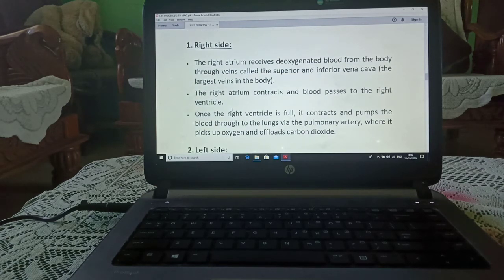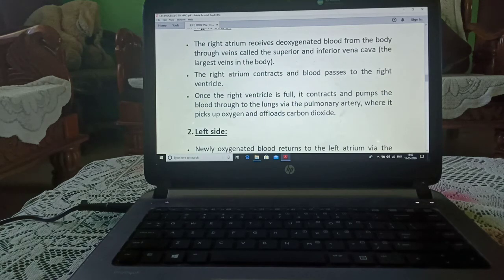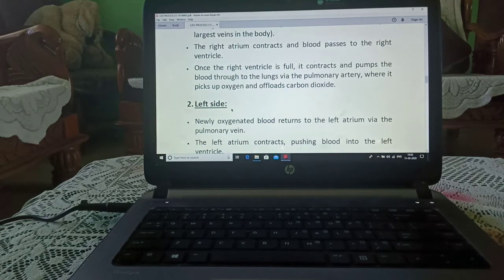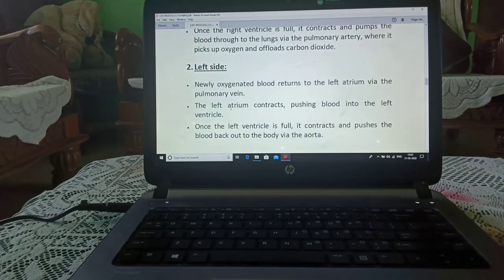Right side. The right auricle receives deoxygenated blood from the body through veins, called the superior and inferior vena cava. The right auricle contracts and blood passes to the right ventricle. Once the right ventricle is full, it contracts and pumps the blood to the lungs via the pulmonary artery, where it picks up oxygen and offloads carbon dioxide.